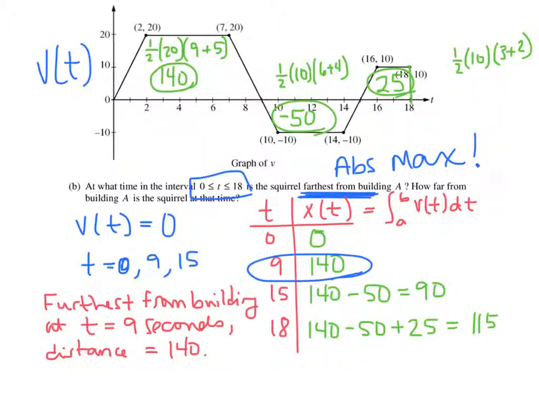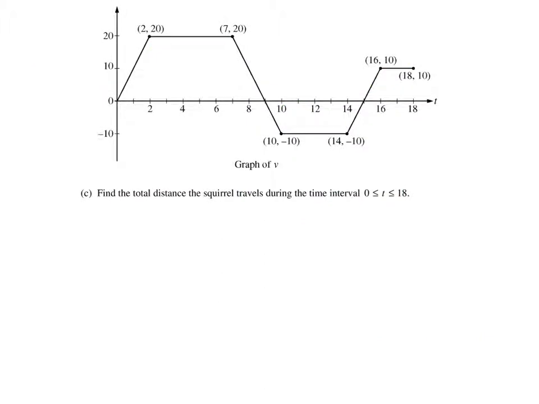All right, let's move on to part C. Part C says find the total distance the squirrel travels during the time 0 to 18. So total distance is that concept that we talked about last time. That's the absolute value. Very different. So total distance here is equal to the integral from 0 to 18 of the absolute value of velocity dt.